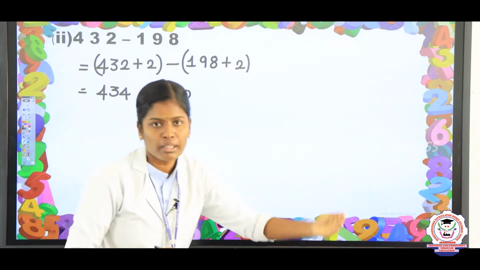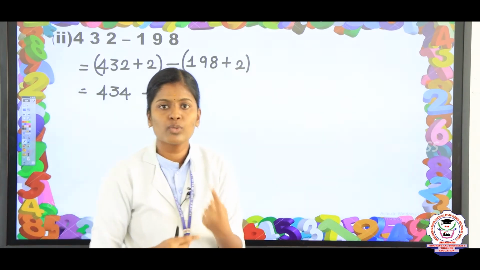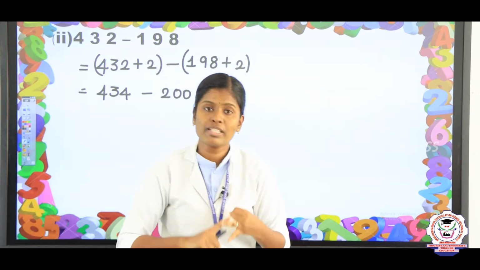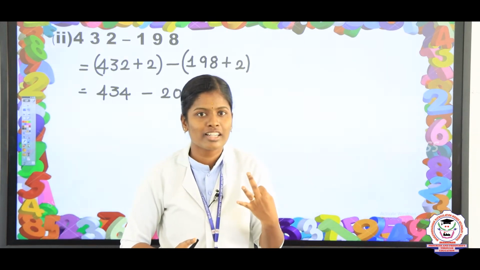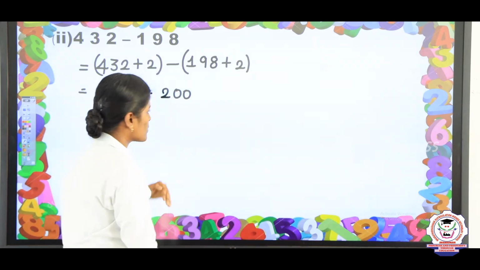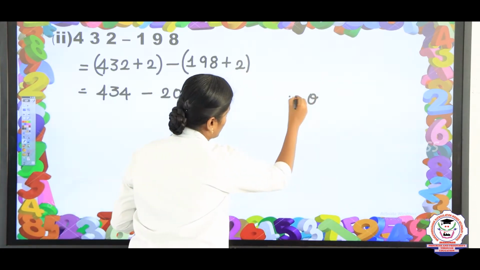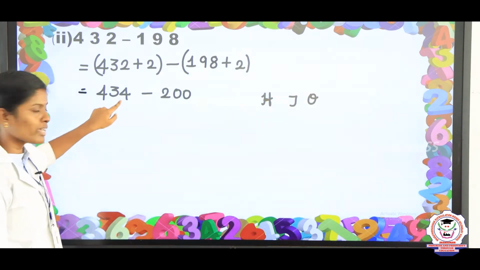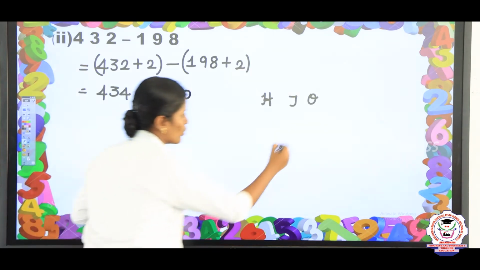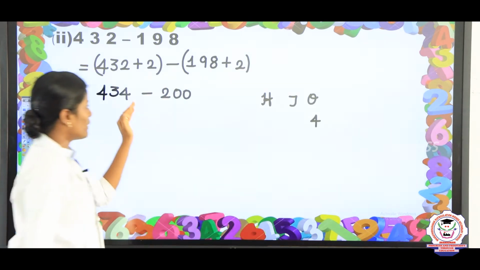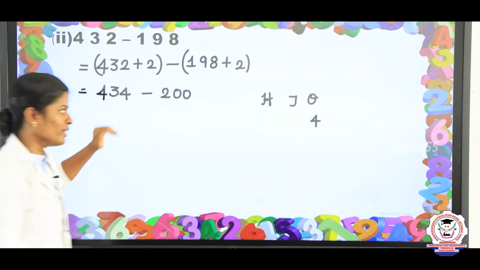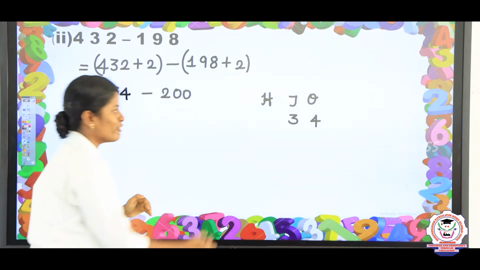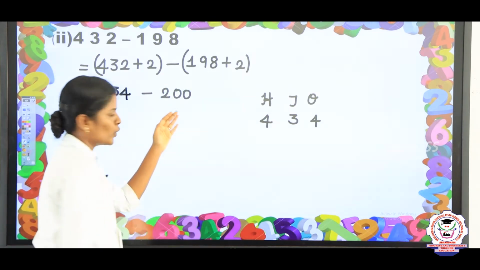First we are going to write the place values. What is our first place value? Tell me, Nasreen. Very good. Our first place value is ones, our second place value is tens, and next hundreds. So write the place values: ones, tens, hundreds. The ones place value is 4. So write 4. The tens place value is 3. Write 3. And the hundreds place value is 4. Write 4.